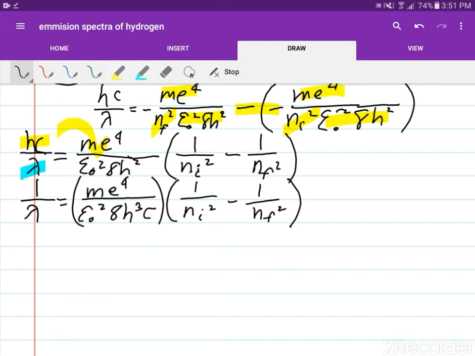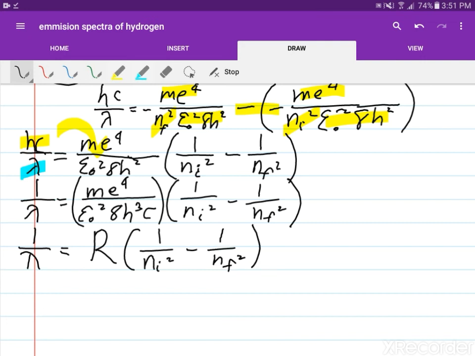Now, the constants in these terms can be simplified into a single number. So we call that single number the Rydberg's constant. So it is denoted by R. So R times 1 over ni square minus 1 over nf square. So this is Rydberg's constant. Rydberg was a physicist and he was credited for his pioneering work in the emission spectra of hydrogen. That's why it's called his constant.